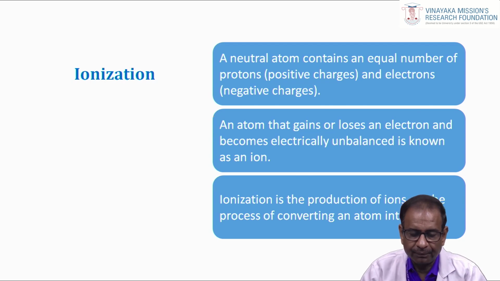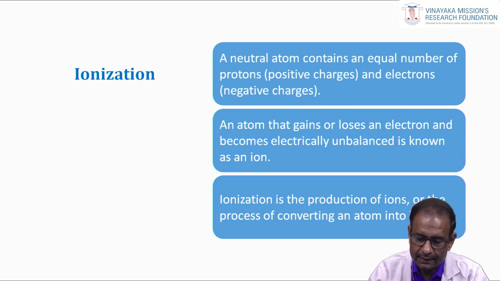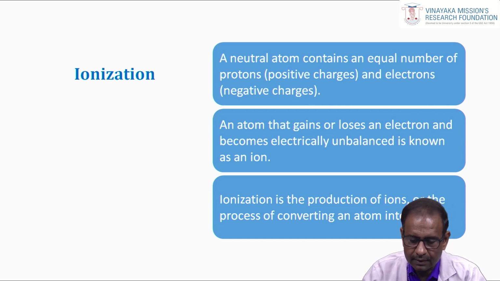What is ionization? A neutral atom contains an equal number of protons and electrons. For example, the hydrogen atom has 1 proton and 1 electron. An atom that gains or loses an electron becomes electrically unbalanced. This is known as an ion. If we remove one electron, it is converted to a positively charged ion. If we add one electron, it becomes a negatively charged ion. This process is called ionization. Ionization is the production of ions, or the process of converting an atom into ions.